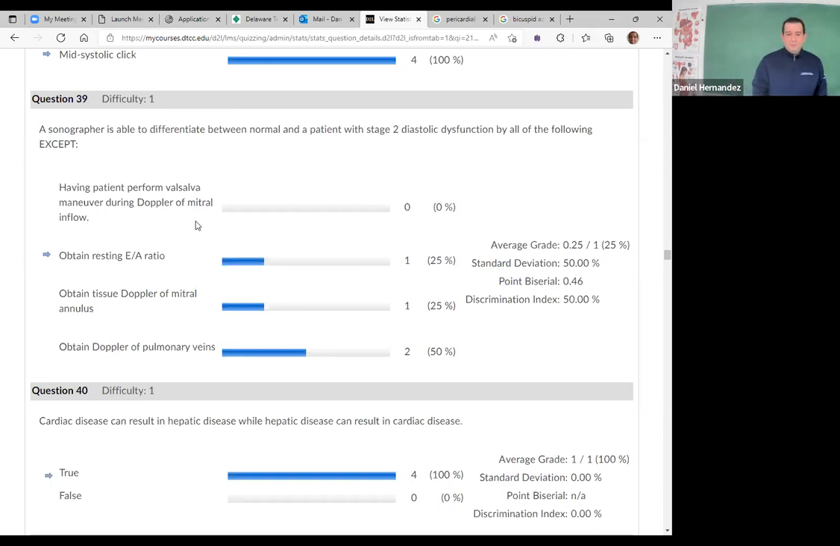So we can have Valsalva when we're Dopplering the mitral inflow, and do tissue Doppler. We can see the differences in tissue Doppler between normal versus stage 2. And then we can see differences in pulmonary venous flow in patients that are normal versus those who have stage 2 diastolic dysfunction.